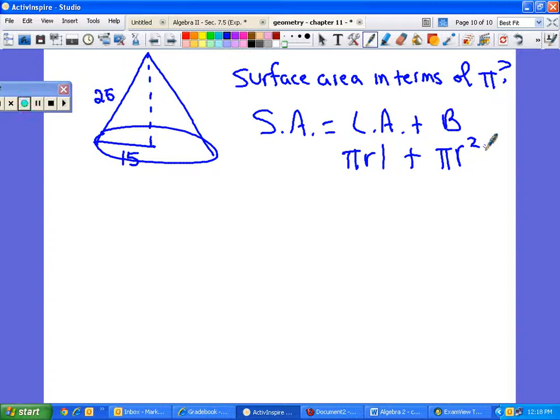Micaiah, why is it a good idea to write down the formula? Why did I bother doing that? Exactly. Now you know exactly what numbers you need to plug in. It takes all the guesswork out of doing the problem.